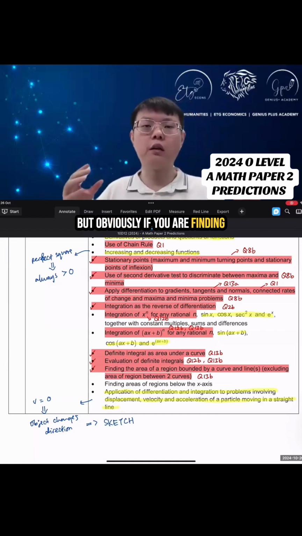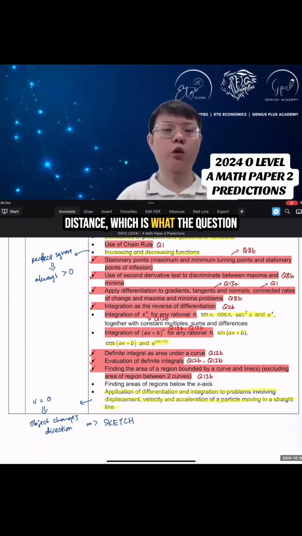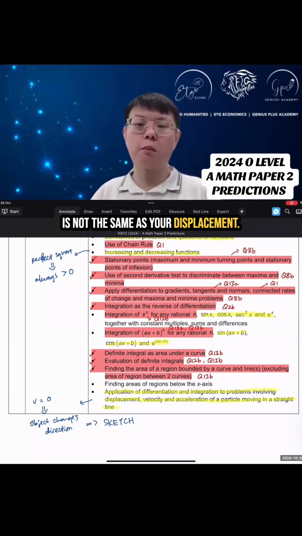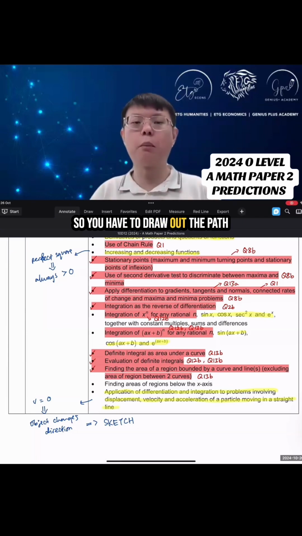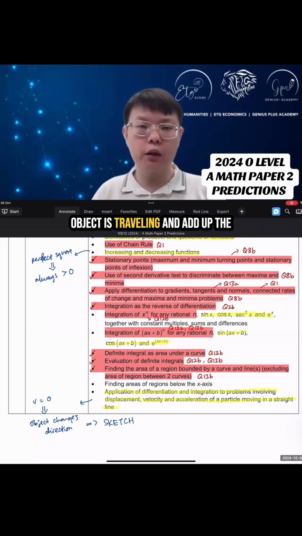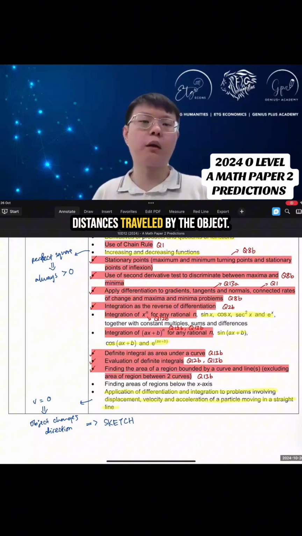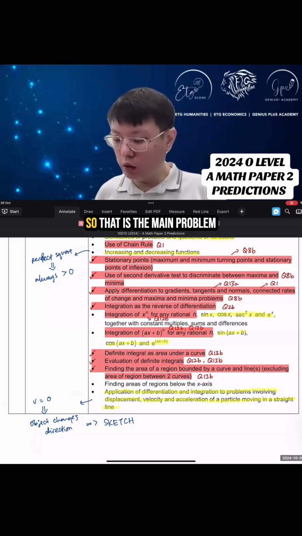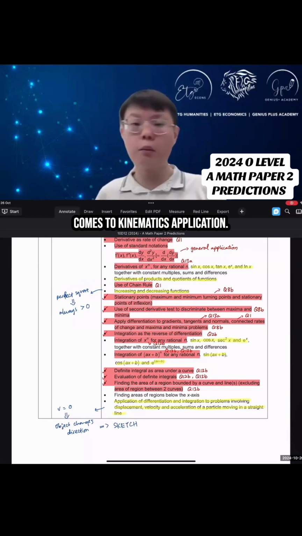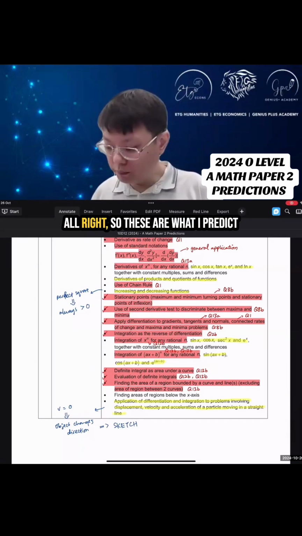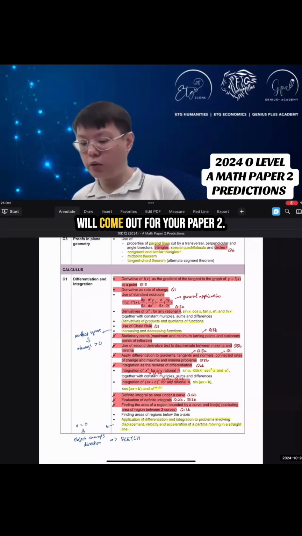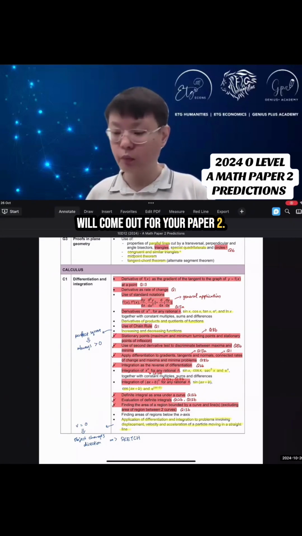But obviously, if you are finding distance, which is what the question normally will ask you to find, distance is not the same as your displacement. So you have to draw out the path of the object to see where the object is traveling and add up the distances traveled by the object. That is the main problem that students have when it comes to kinematics application. So these are what I predict will come out for your paper 2.